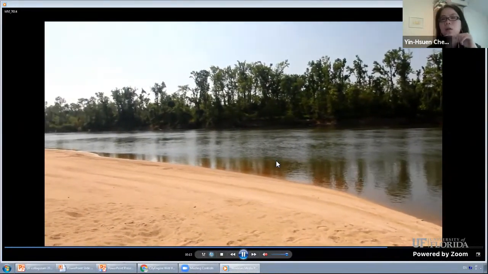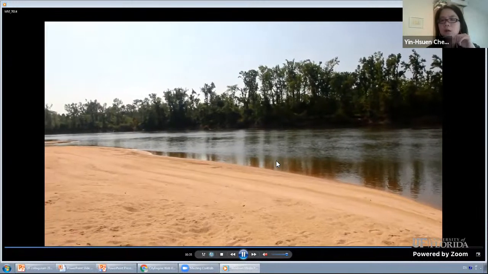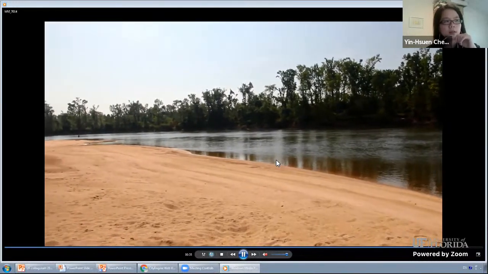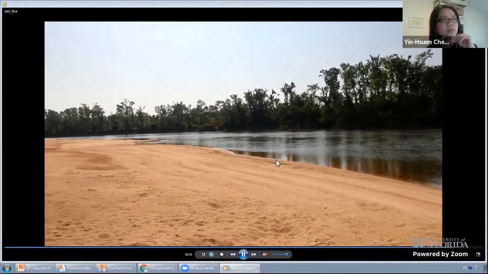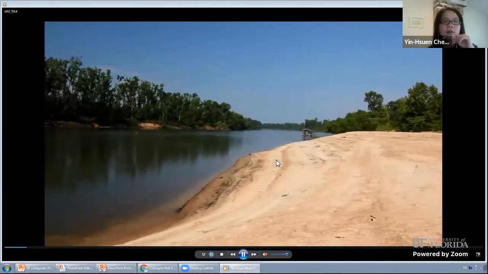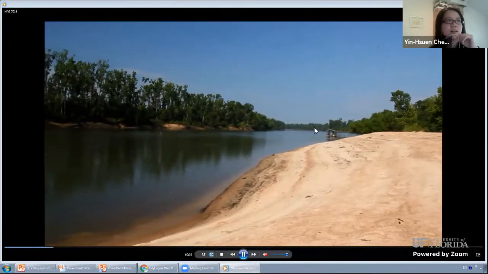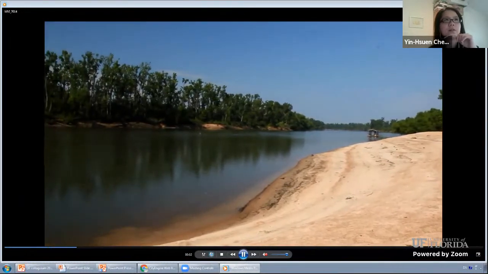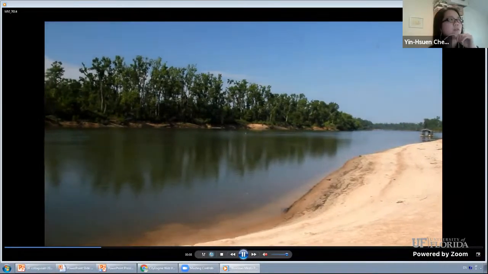So you can see there's a lot of fluvial sediments on the bar surface, and the boat just got through. That's the boat we use. So we really appreciate Riverkeeper. They are the ones who bring us everywhere in this river. All right, it's a lot of fun in the field trip, got to say.